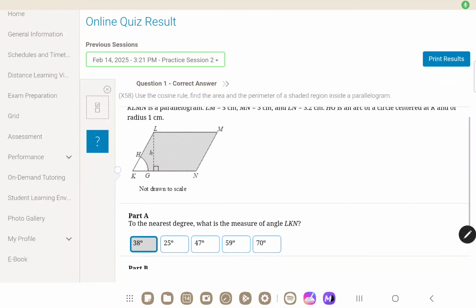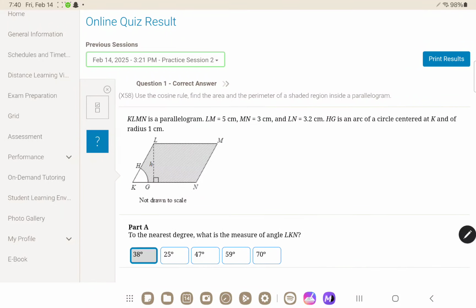Well, so today we're going to be doing the week 9 term 2 AMS quiz for math, and let's start. So the first question, KLMN is a parallelogram. LM is 5, MN is 3, LN, so let me draw that really quickly. LN here is 3.2.